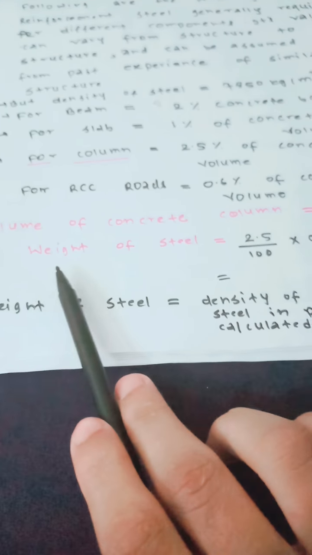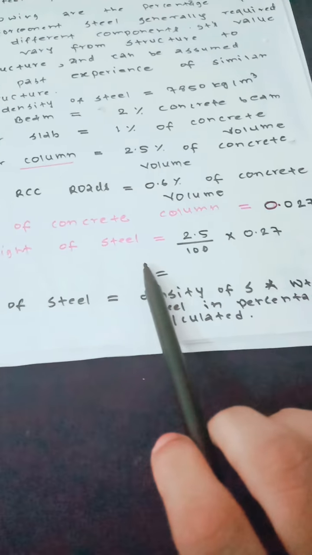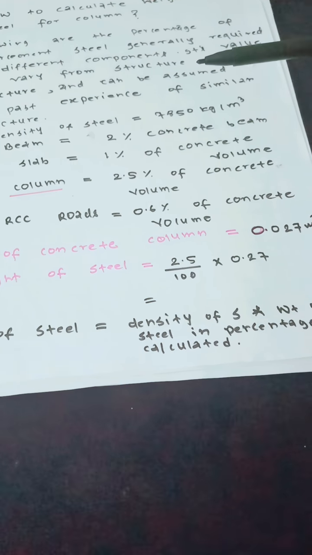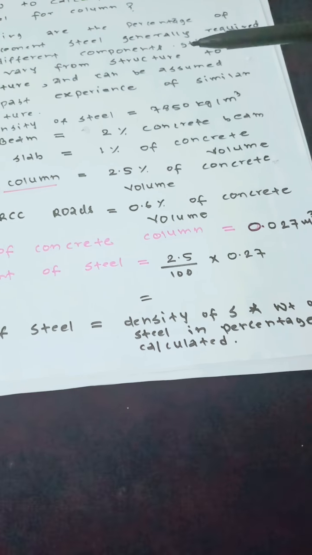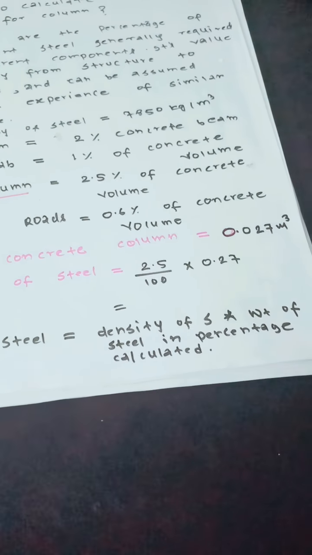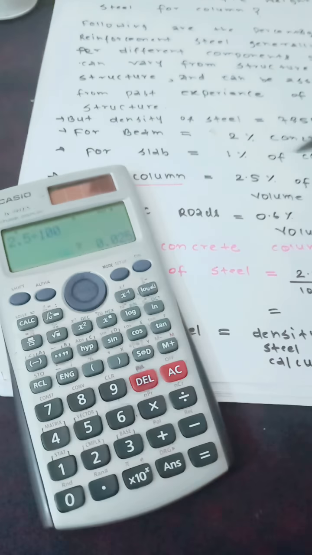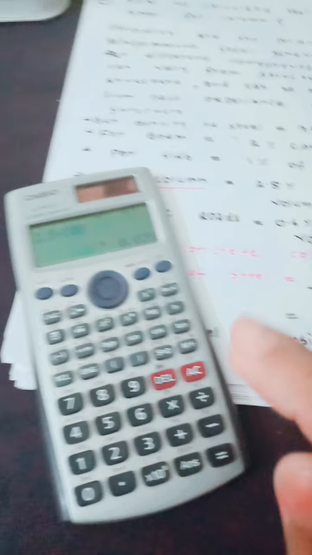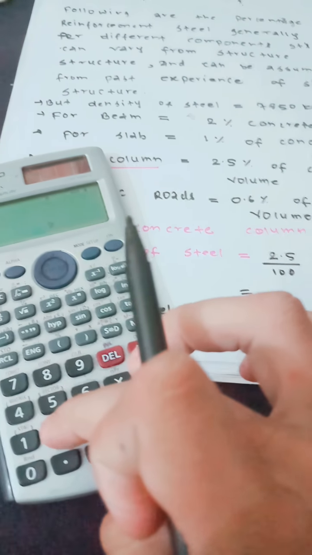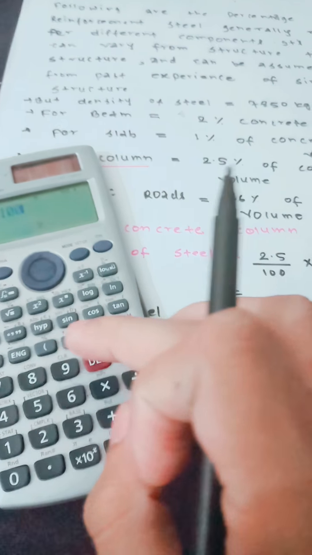And then, to calculate the weight of steel, first of all we need to know for a column how much percentage of the concrete volume we are going to use. We are using 2.5% of the concrete, so I divide 2.5 by 100.